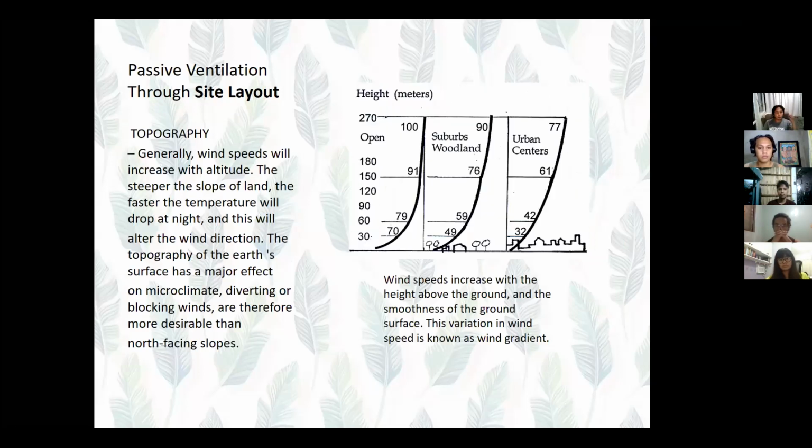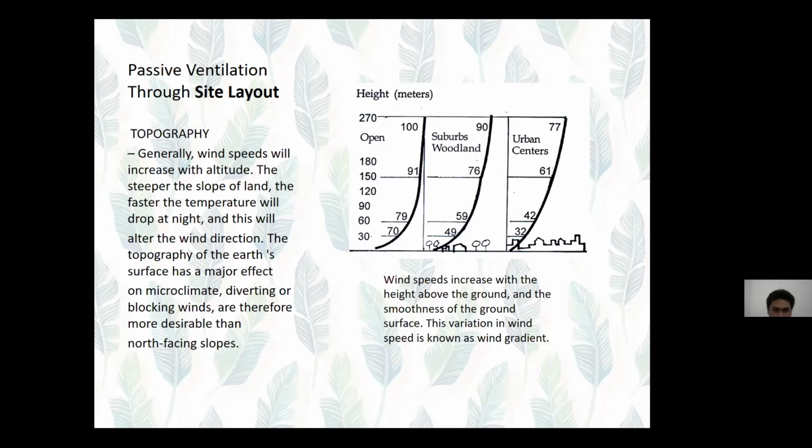If open ba yung space ninyo, nasa suburbs ba kayo, or nasa urban centers. So as you can see, pag ito in meters in height, pag nasa 30 meters kayo below, ang hina ng wind speed. At open area 70, okay? 49 and 32. Okay? Tapos habang tumataas, bumibilis din yung wind speed. Pero imagine the 70 and 32. It decreases more than half. Okay? It creates wind gradient.